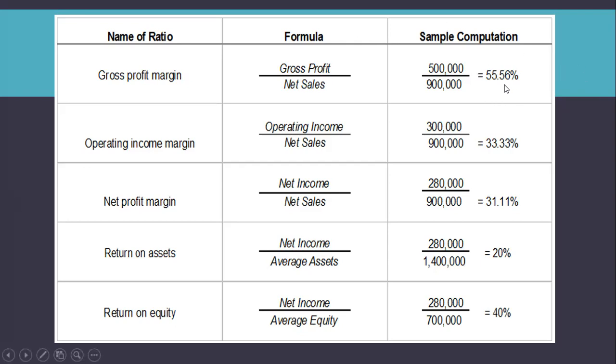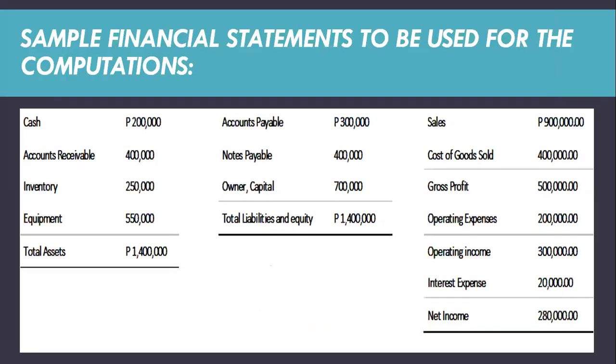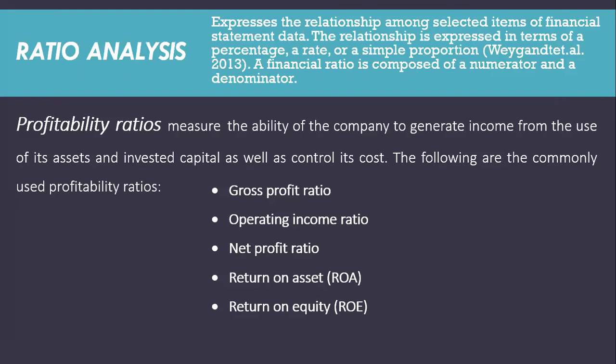Baka kasi ma-confuse kayo, bakit 0.55? Hindi naman 55.56. Alam naman natin pag nagko-convert ng decimal into percentage, magta-times 100 po tayo. Yun po ang rule natin sa math. So, yan po, gross profit ratio.